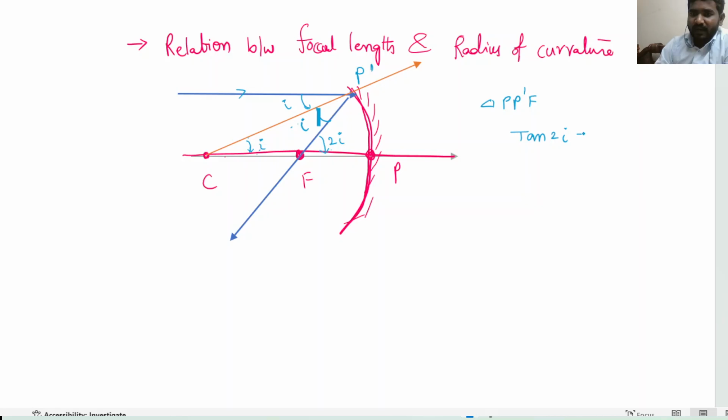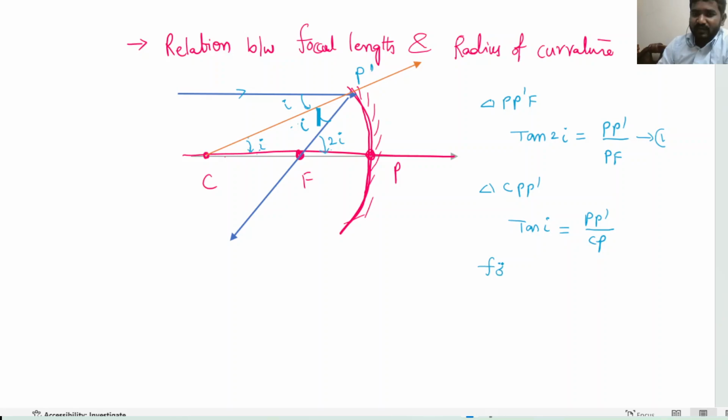So tan 2i must equal PP' divided by PF. Okay, next. Take this equation number 1. From the triangle PP'C, tan i you can take as PP' divided by CP.